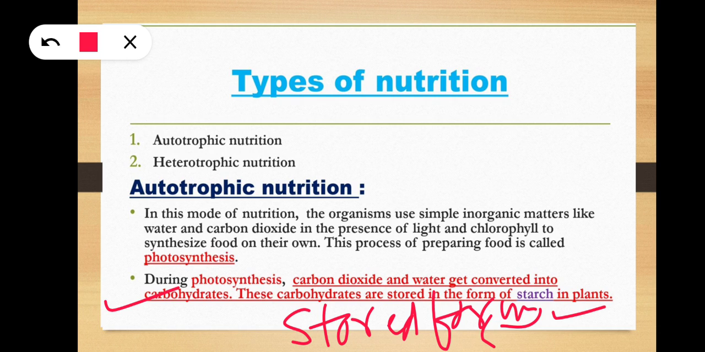It is also called carbohydrates in case of plants. In case of plants, they are called starch. So, what is starch? Starch is the reserved food in case of plants, which they make.